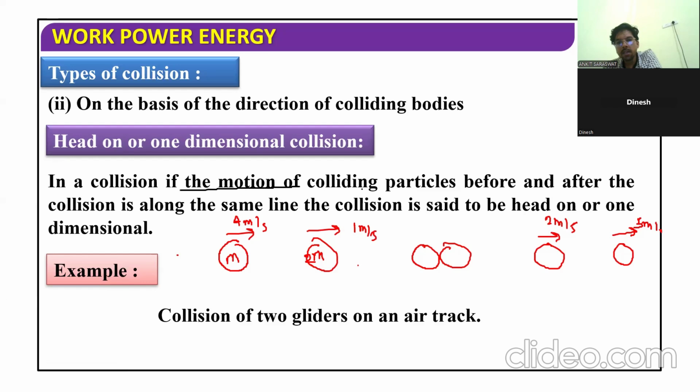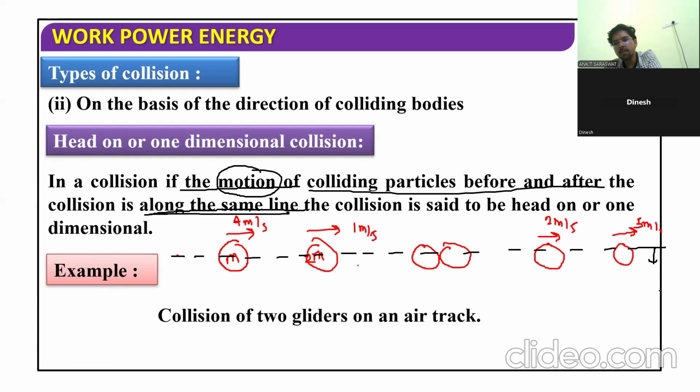The motion of the colliding particles before and after is along the same line. Before collision, it is moving along the same line. After collision, it is moving along the same line. Clear? It is known as head-on collision.